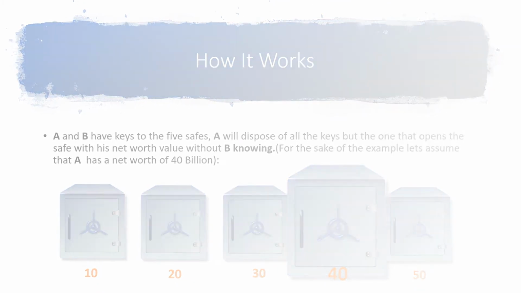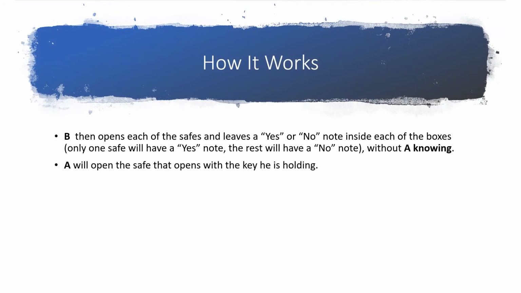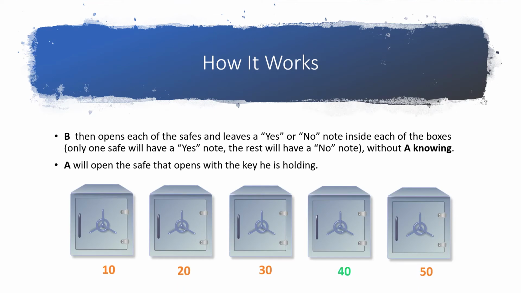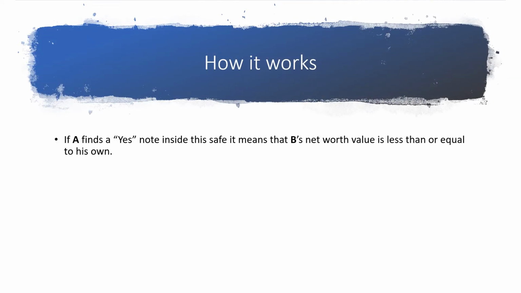Person B will then place a note, yes or no, within each of the individual safes by opening them with his set of keys, without person A knowing. Next, person A will open the safe that corresponds to his key, and he will read the note within the safe. If the note says yes, then it means that person B's net worth value is less than or equal to person A's. If the note says no, then B's value is greater than person A's.